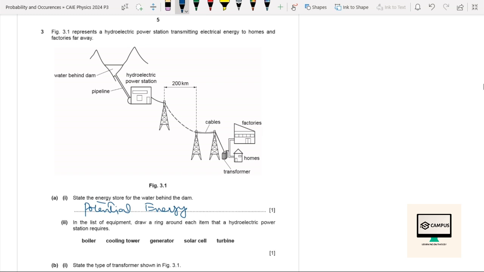In a hydroelectric power station, simply water from a high potential drops down on a turbine which rotates the shaft and generates electricity. So a boiler isn't needed, neither is a cooling tower. We do need the generator and we also need the turbine. We don't need solar cells. Solar cell is an indigenous power source. It's renewable energy, but we don't need it in a hydroelectric power station.